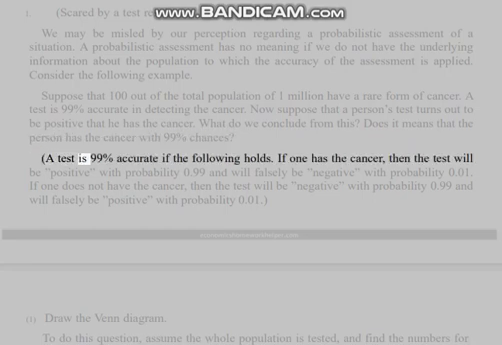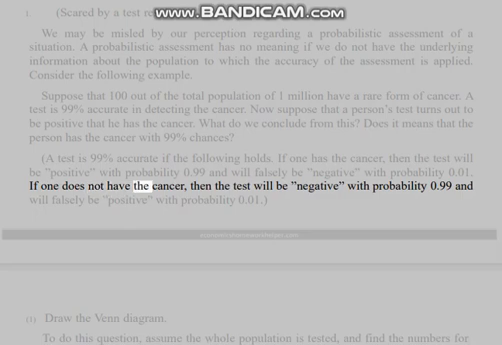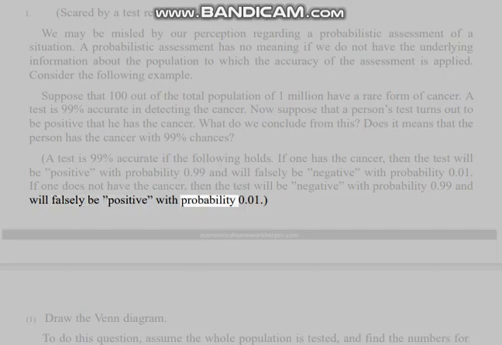A test is 99% accurate if the following holds. If one has the cancer, then the test will be positive with probability 0.99 and will falsely be negative with probability 0.01. If one does not have the cancer, then the test will be negative with probability 0.99 and will falsely be positive with probability 0.01.